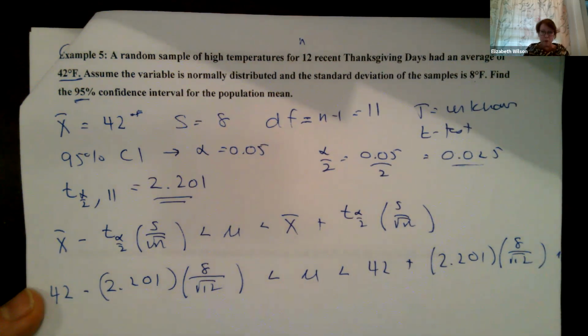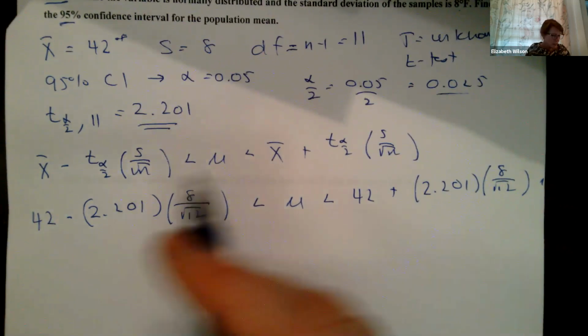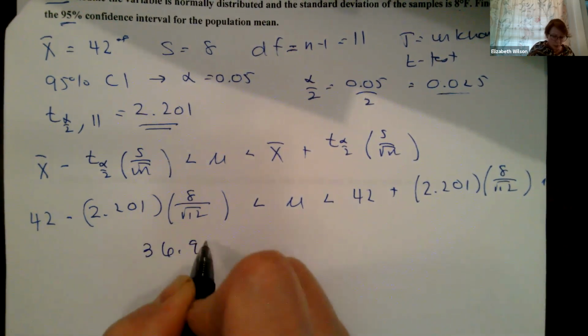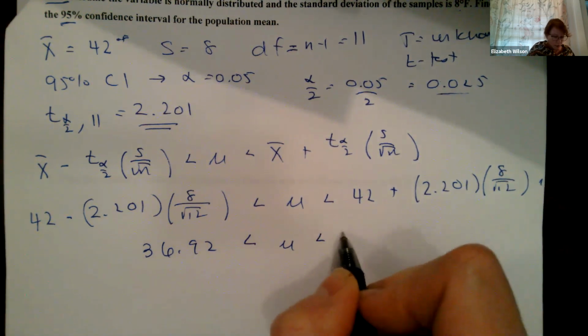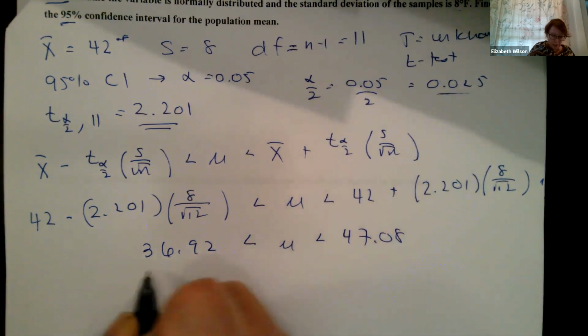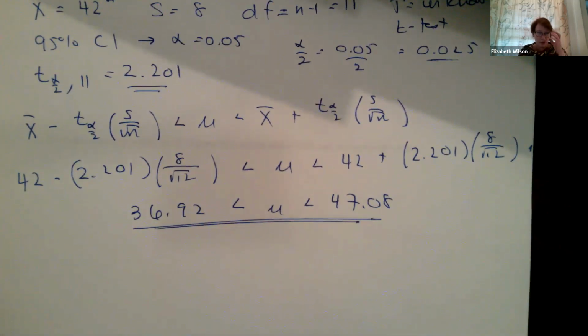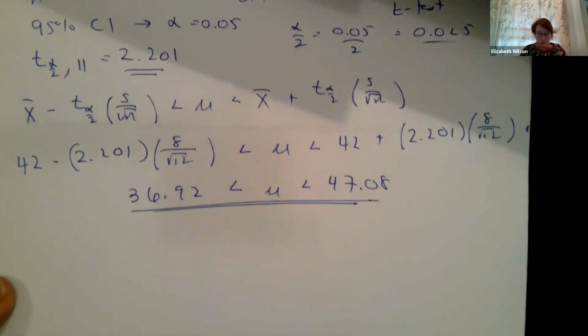Okay, these should be the same numbers on either side because of symmetry. So I'm going to add, multiply, whatever, and I'm going to get 36.92 is less than mean, which is less than 47.08. That's my 95% confidence interval for the population mean of temperatures on Thanksgiving Day.